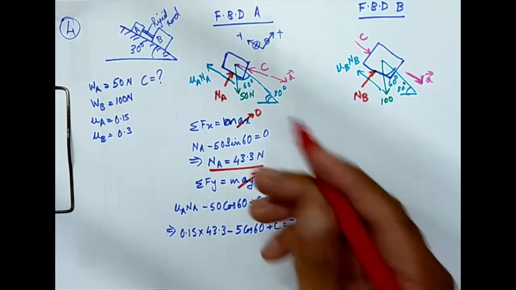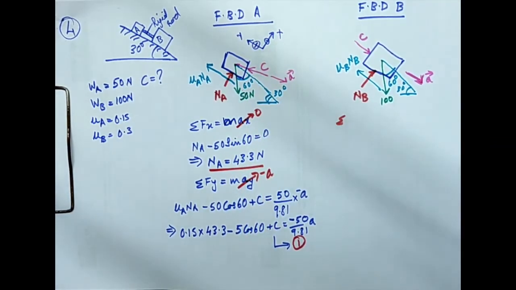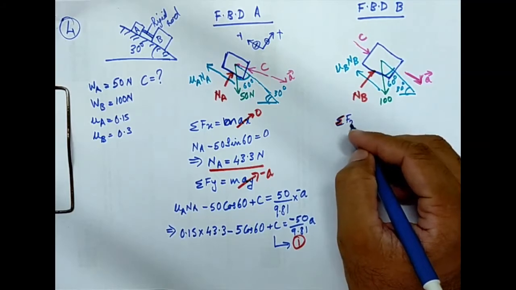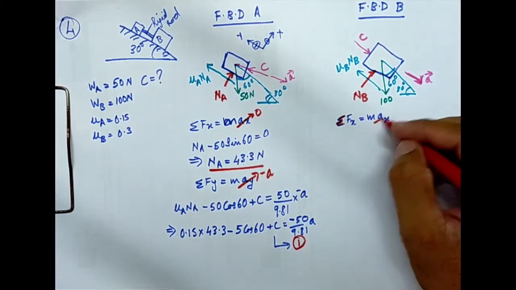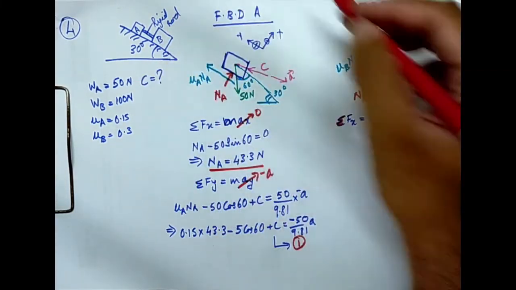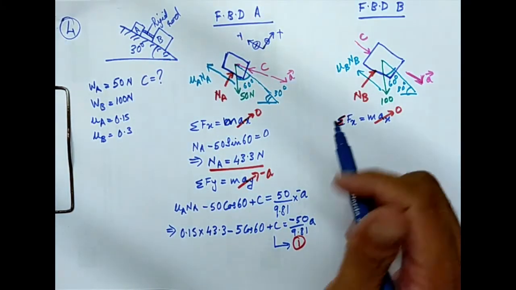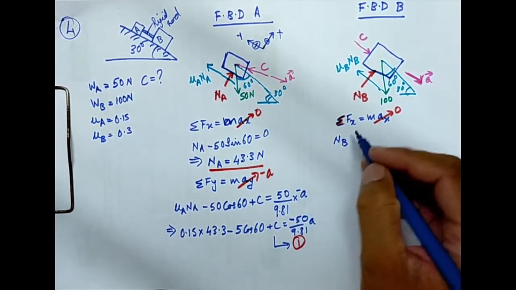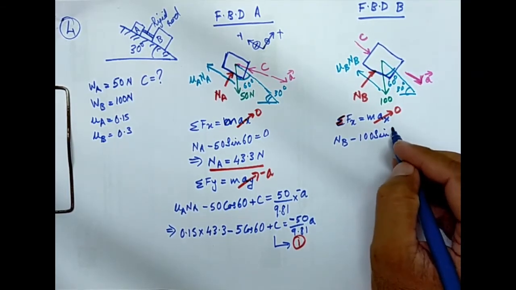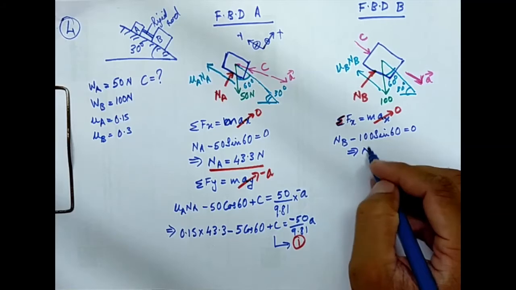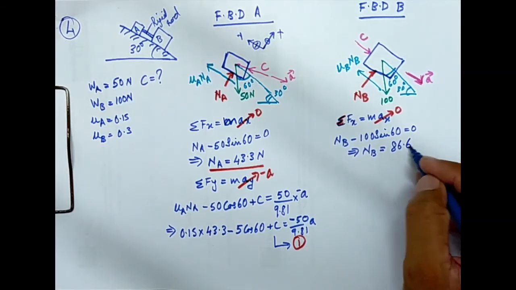Now again I'm going to write the same set of equations. Here also I'm going to use the same coordinate system. So first I am trying to write sigma fx equal to m a_x. Just as we have seen earlier, the value of a_x is 0 because acceleration in the chosen x direction is 0. So I will be getting nb minus 100 sin 60 equal to 0, which implies nb is equal to 86.6 Newton.